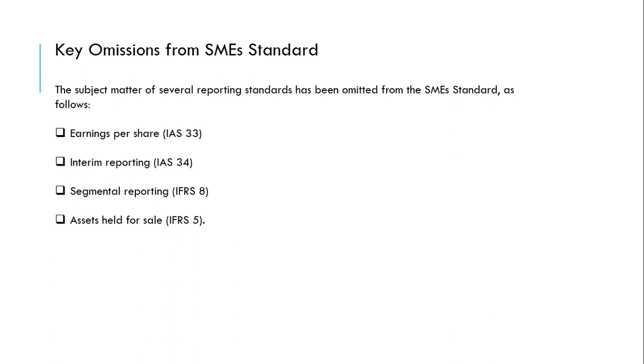Fourthly, assets held for sale under IFRS 5 are excluded for SMEs. Large companies engage in activities related to assets held for sale, while small companies typically do not participate in such activities, resulting in a lack of complex transactions.